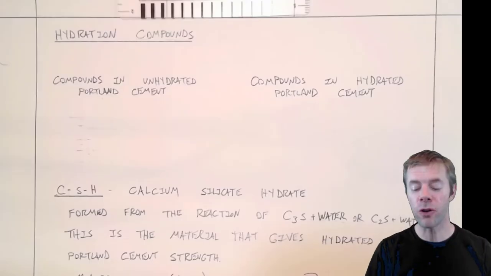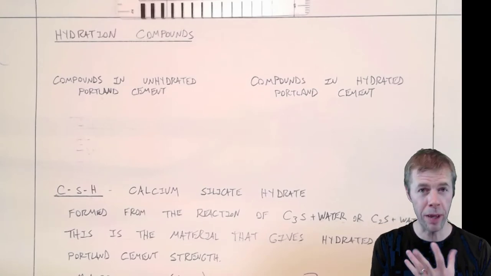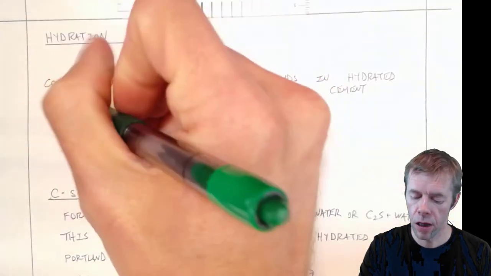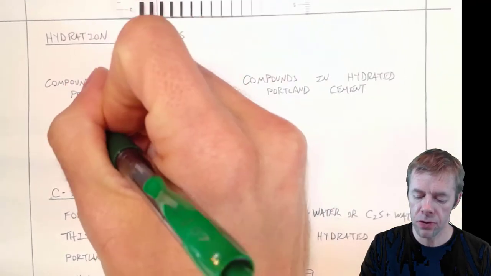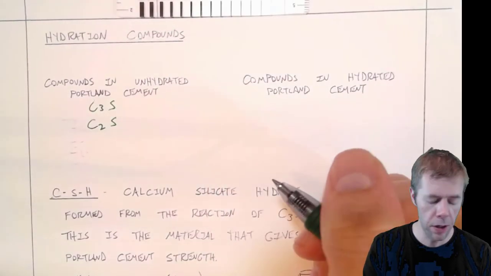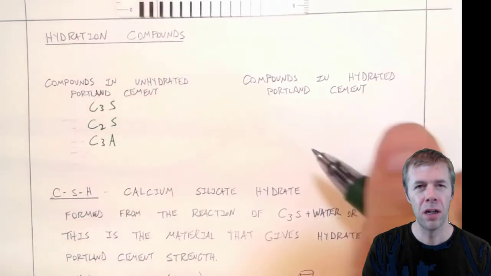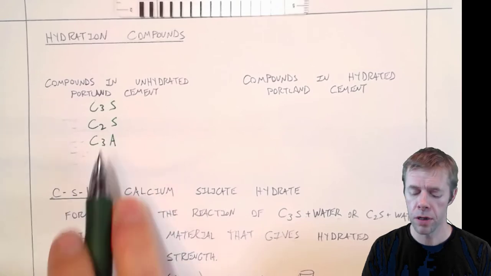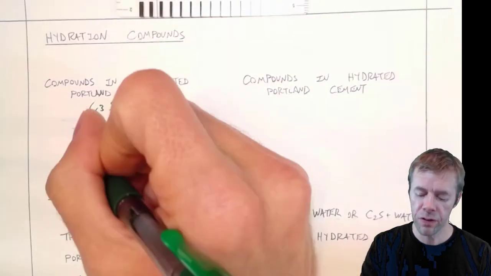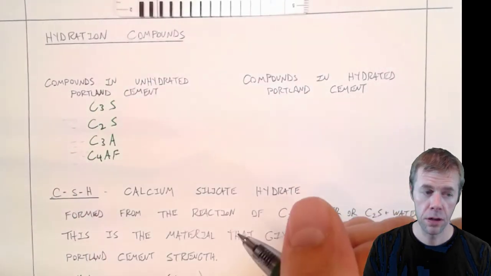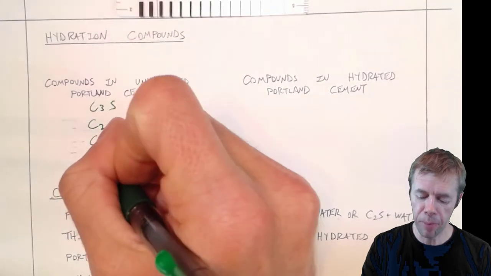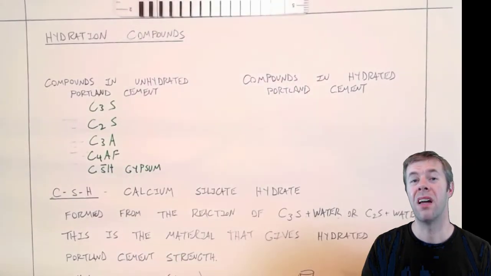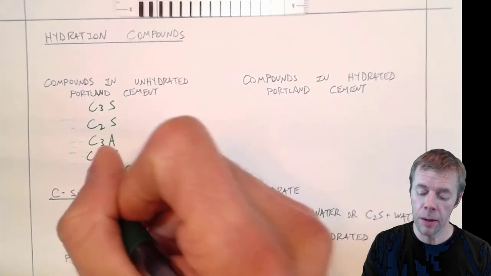Hydration compounds. We're going to first start out talking about the compounds in the unhydrated Portland cement, the ones you should have heard about before. We'll start out with C3S. Then C2S. Then C3A. Do you remember these names? This one's alite, right? This one is belite, right? This one's aluminate. Then we have C4AF. Then we have CS-bar-H. Yeah, that's gypsum. And then our favorite thing to be added just for fun, limestone.